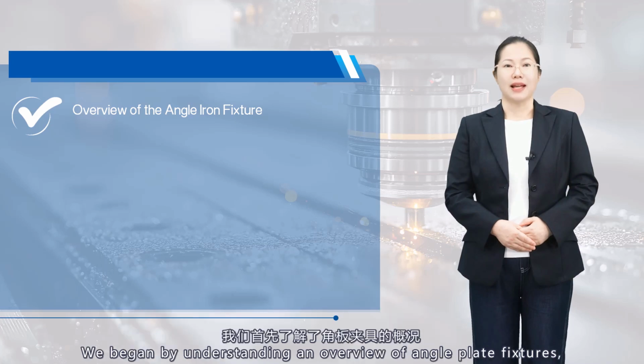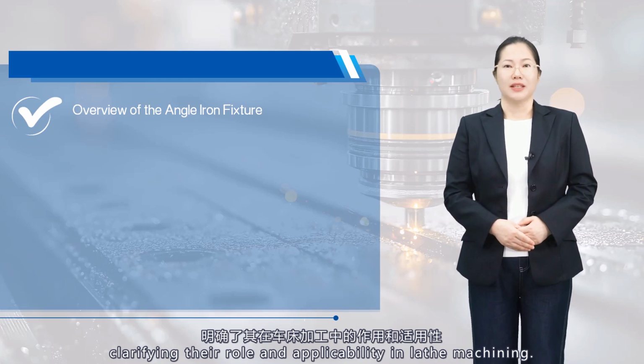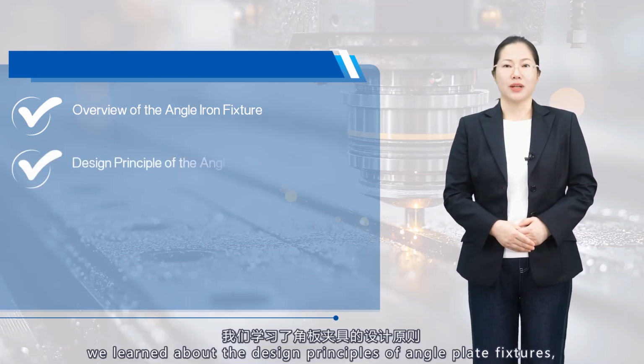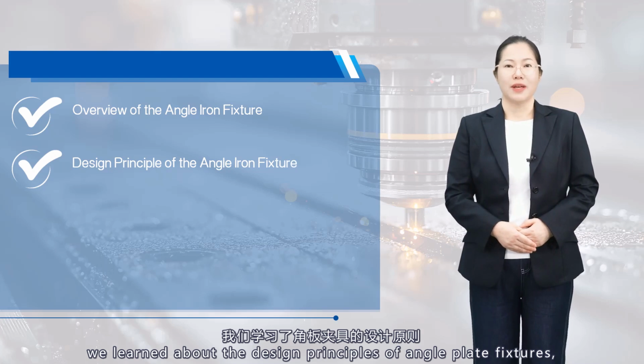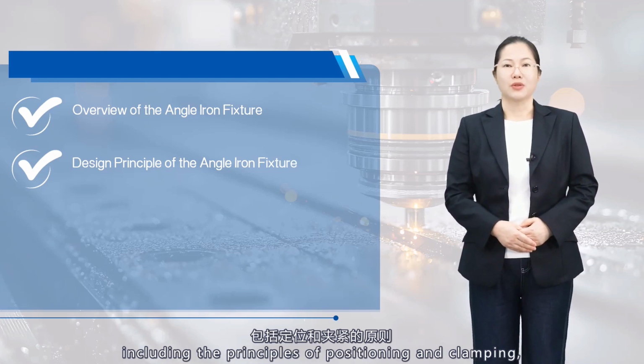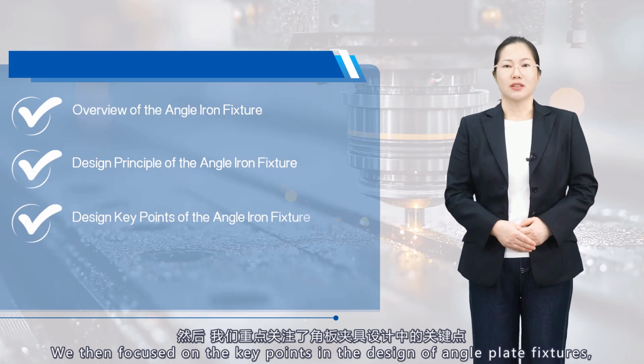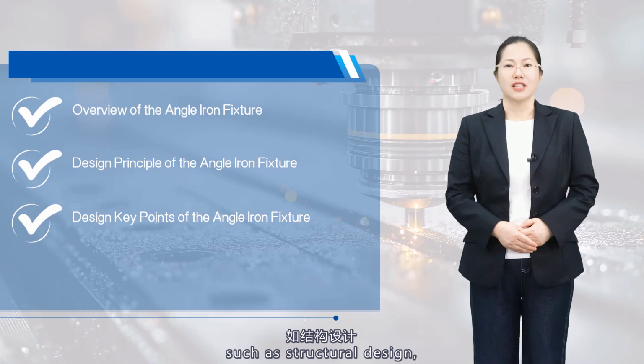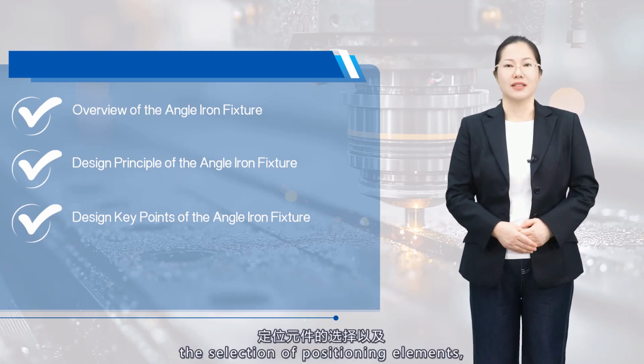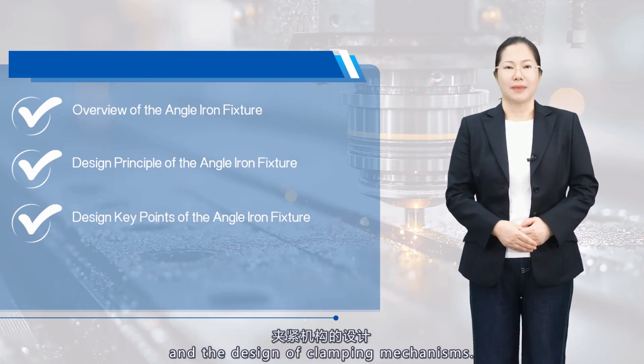fixtures. We began by understanding an overview of angle plate fixtures, clarifying their role and applicability in lathe machining. Next, we learned about the design principles of angle plate fixtures, including the principles of positioning and clamping, which are fundamental to ensuring the accurate machining of workpieces. We then focused on the key points in the design of angle plate fixtures, such as structural design, the selection of positioning elements, and the design of clamping mechanisms.